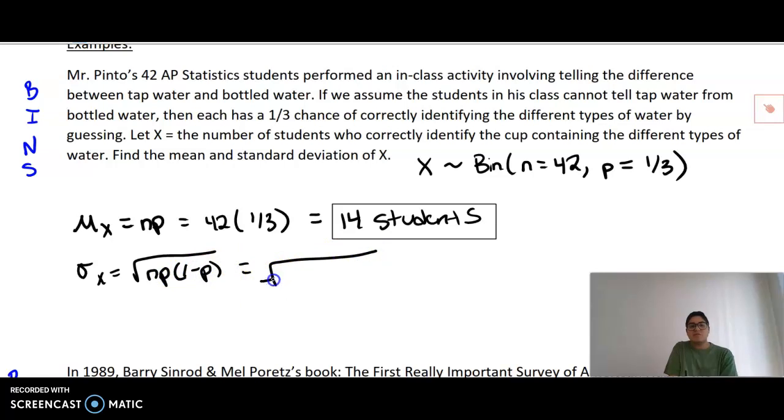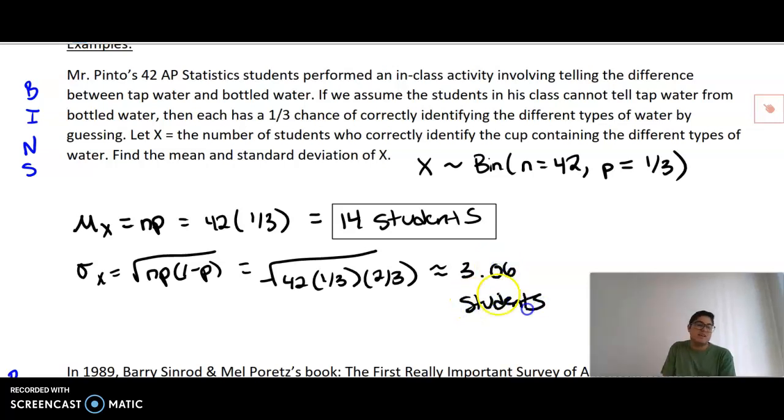So we're going to take the square root here of 42 times 1/3 times 2/3, and I'm going to get an approximate answer of about 3.06 students. So on average, the number of students who correctly identify the type of water in the cups varies from the mean by about 3.06 students. Not too shabby. Alrighty, so that is how we find the parameters.